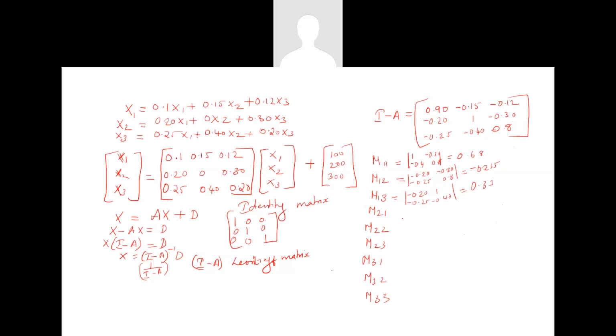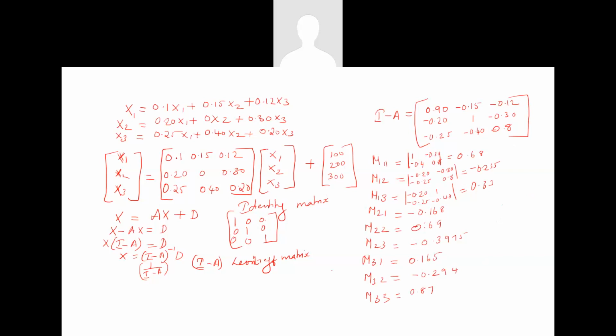Similarly, you can calculate the determinant value of all these. M21 is equal to minus 0.168. Then M22 is 0.69. M23 is minus 0.3975. M31 is 0.165. M32 is minus 0.294. M33 is 0.8. I had already computed all these, that's why I'm just writing it down. You can compute it and see for yourself whether these values are correct.